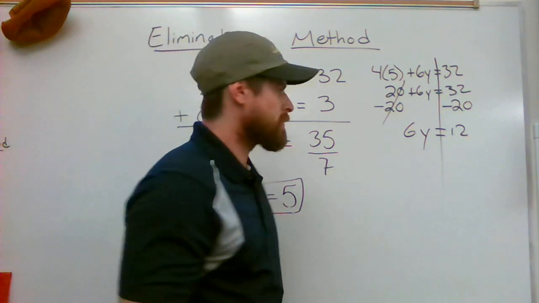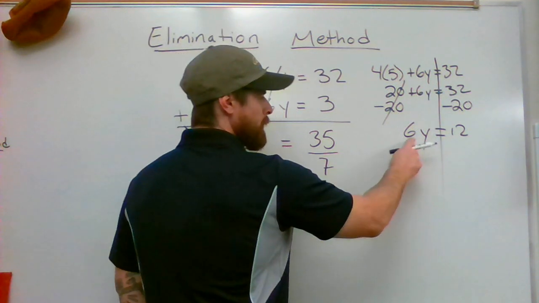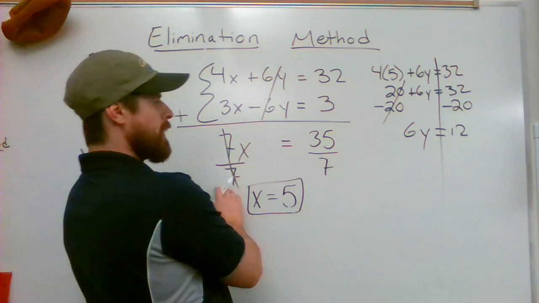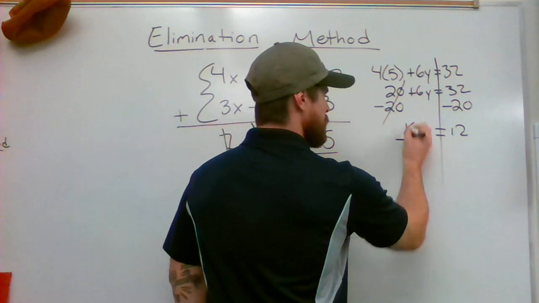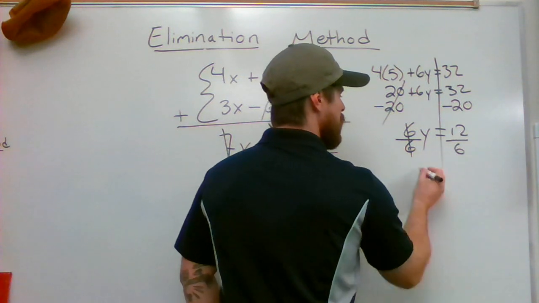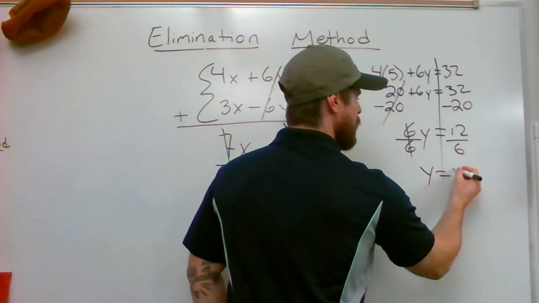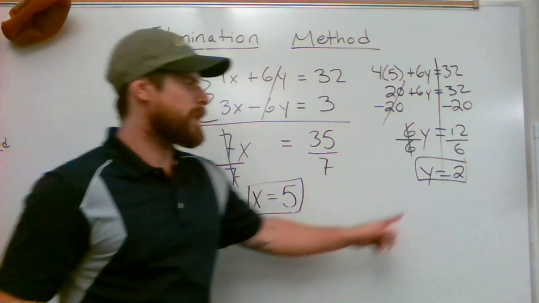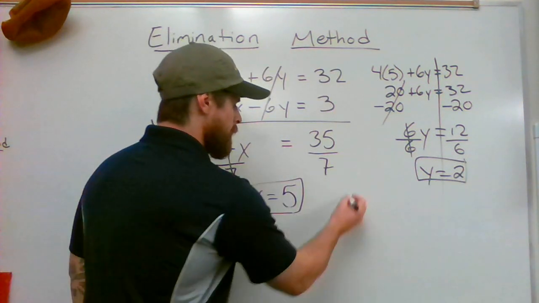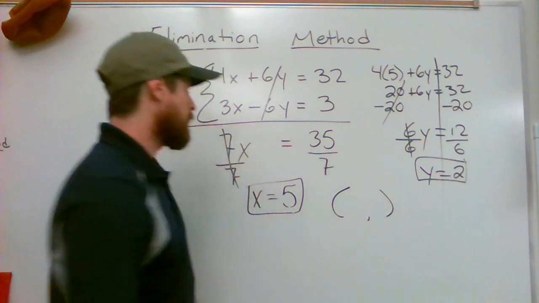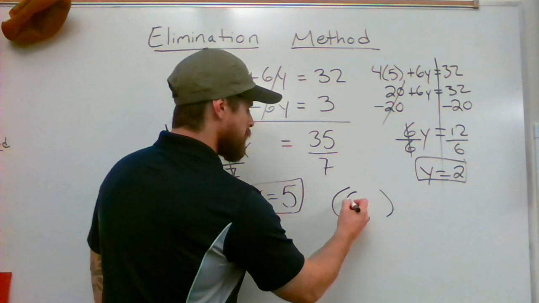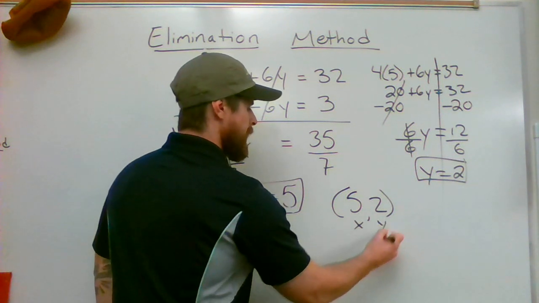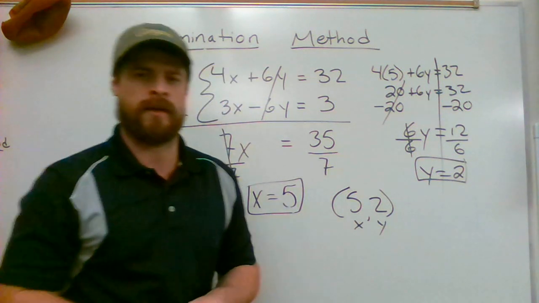Our last and final step, we have multiplication happening between the 6 and the y. Again, just like back here, we are going to divide by 6 to cancel. Y is equal to 12 divided by 6, which is 2. We now have an x value, we have a y value, we have a solution. 5 comes first, 2 comes next, because this is an x, y coordinate.